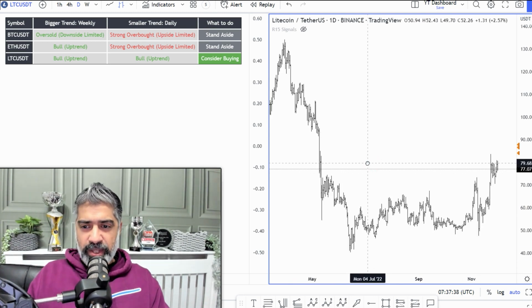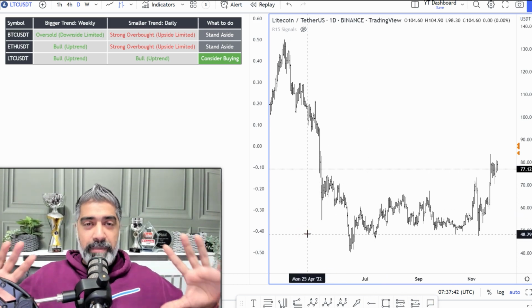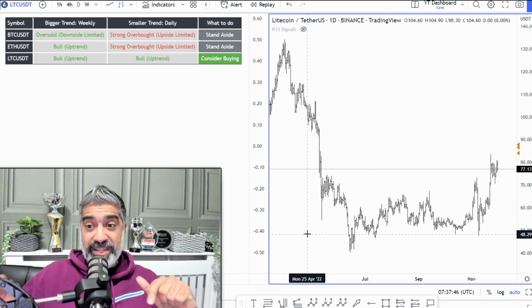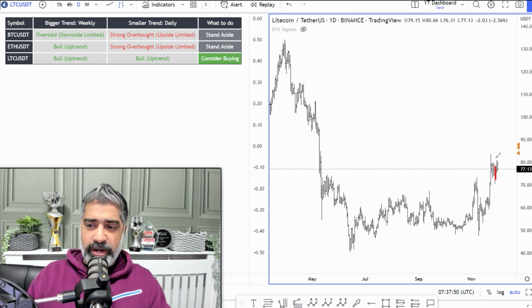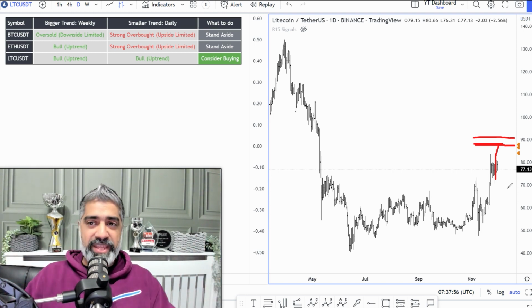So when I'm looking at this with Litecoin, I want to be unbiased, right? So the dashboard says consider buying. There is some short-term buying opportunities over here because the market's probably going to move into this range over here. But we want to take it into context with everything else.